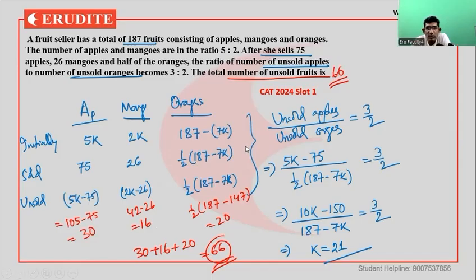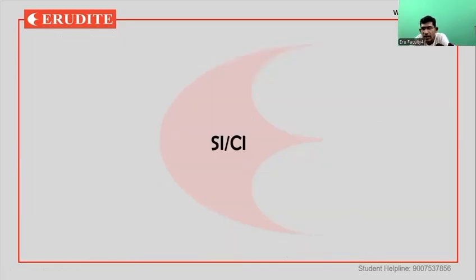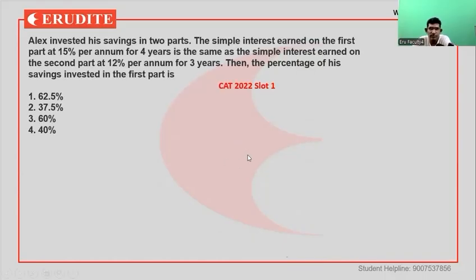Now, next we discuss a very common topic, which is SI CI. In SI CI, there is only one formula for SI and one formula for CI. And we will explore those two formulas only in the questions that appeared in recent CATs. So first, a simple interest example. It says, Alex invested his savings in two parts. The simple interest earned on the first part at 15% per annum for 4 years is the same as the simple interest earned on the second part at 12% per annum for 3 years. Then the percentage of his savings invested in the first part is what?